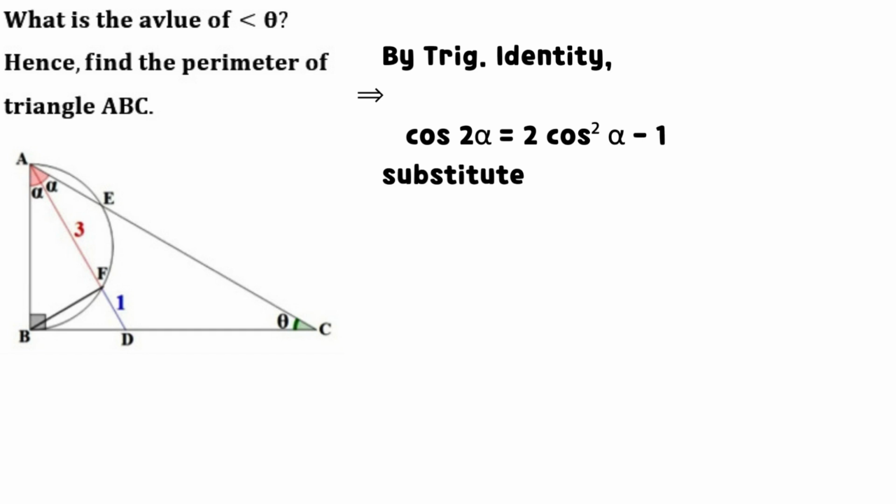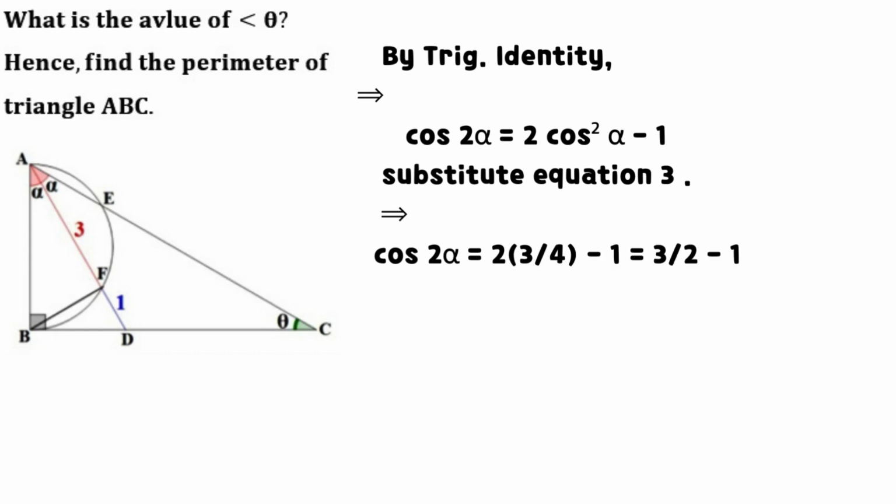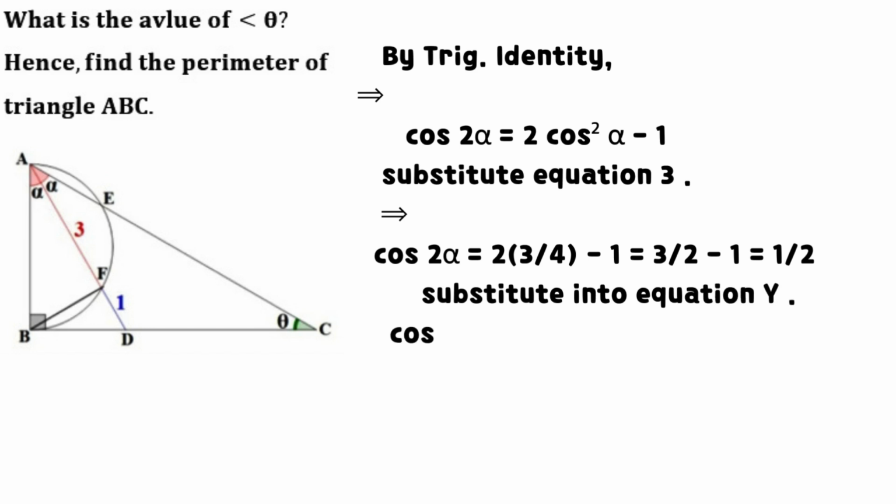By trigonometric identity, this implies that cosine 2 times alpha equals 2 times the square of cosine alpha minus 1. Substitute equation 3. It implies that cosine 2 times alpha equals half. After simplification of substituted values, substitute into the previous equation: cosine 2 times alpha equals sin θ, which equals half.